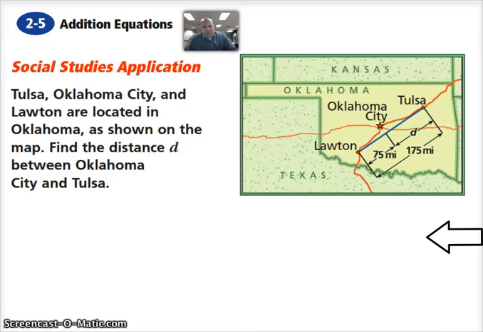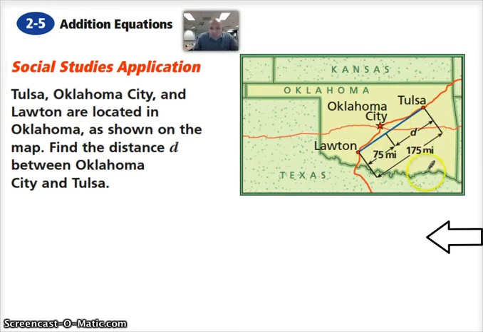Example 2, here's a story problem of sorts. It says Tulsa, Oklahoma City, and Lawton are located in Oklahoma as shown on the map. Here's Lawton, Oklahoma City, and Tulsa. Find the distance d between Oklahoma City and Tulsa. So they've given us these distances. Here between Lawton and Tulsa it's 175 miles. Between Lawton and Oklahoma City it's 75. And what we've got to find out is what's the distance between Oklahoma City and Tulsa.